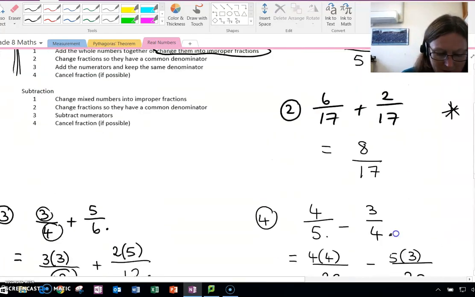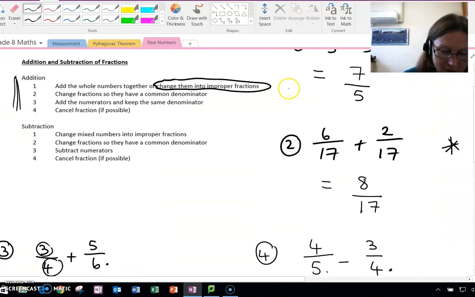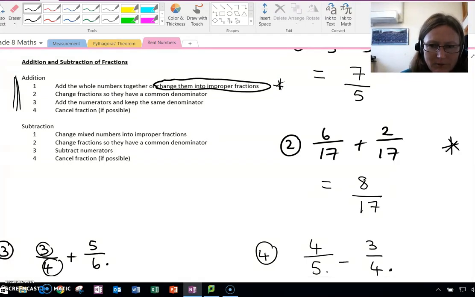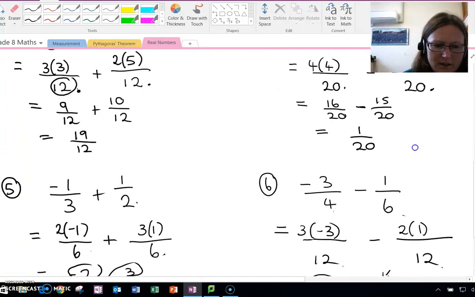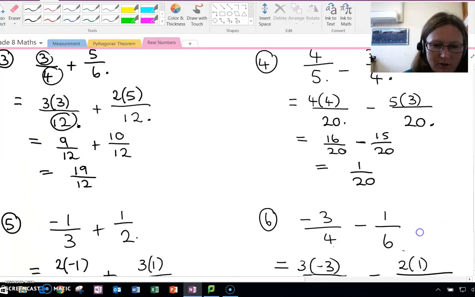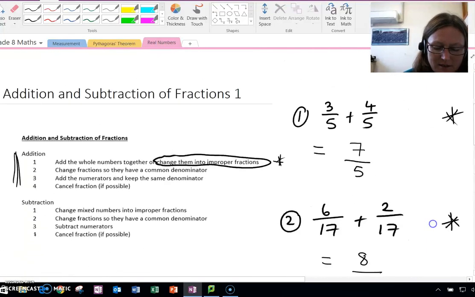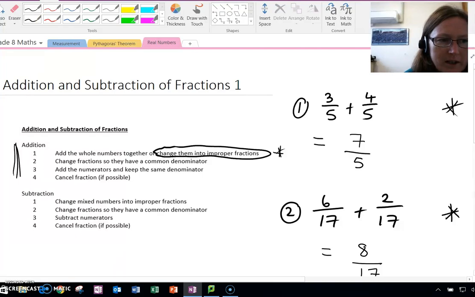So just going back up to the top. In this video, we don't worry about step 1 because there are no mixed numbers. So step 2, make sure they have a common denominator. So we change the fractions to have a common denominator if they don't. And then once we've got a common denominator, add the numerators, keep the denominator the same. And just remember, always check to see if we can simplify the fraction in the answer. And in this case, there was none that we could write in simpler form.